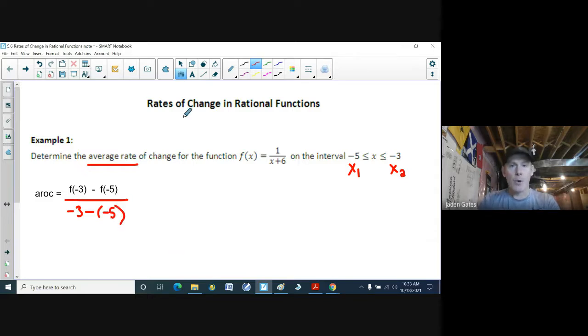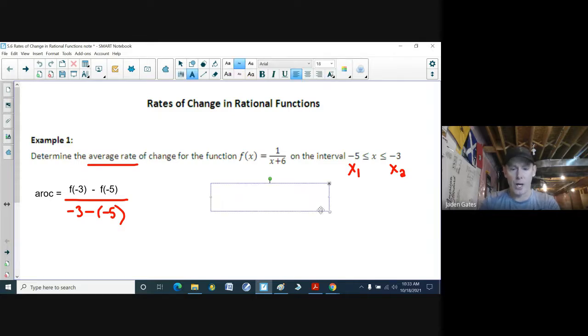Now, what I like to do to keep things separate is figure stuff out on the side here. So f of -3, let's see here. I plug a -3 in for x into our function above, and I get 1/3, which as a decimal would be 0.33. If I put in f of -5, see on the bottom there, I'd have -5 plus 6, which would be just a positive 1. So 1 divided by 1 is 1.